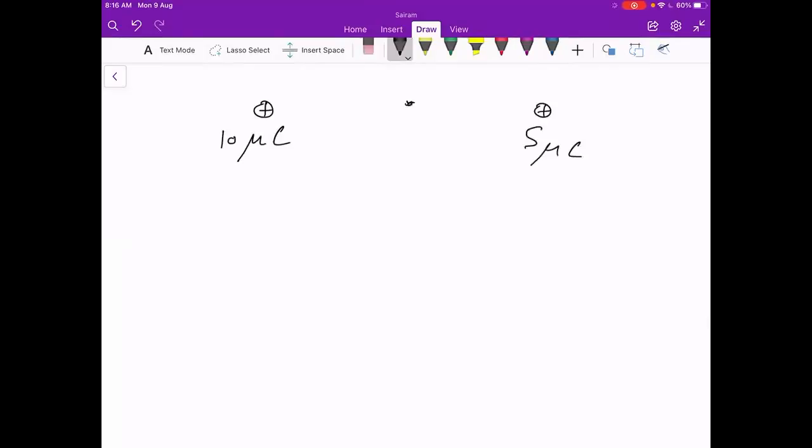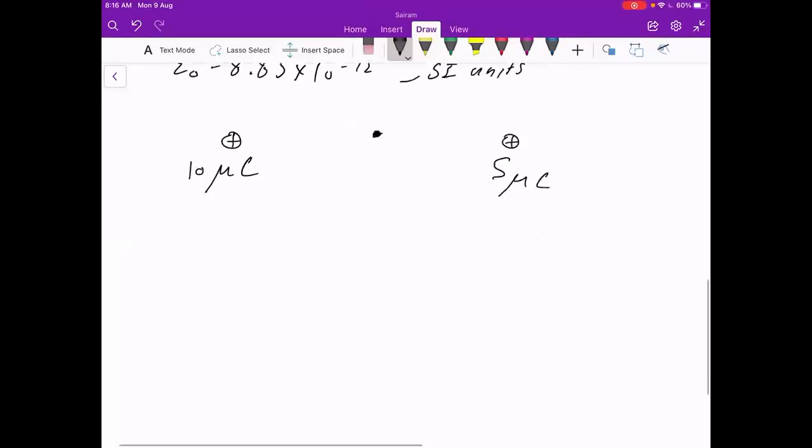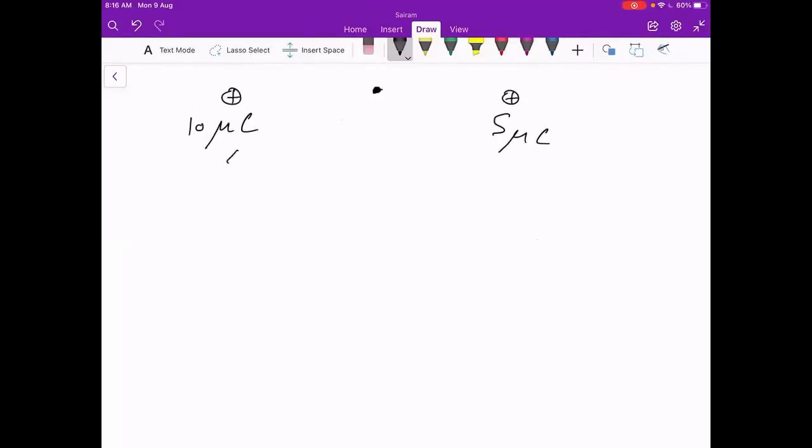Okay, let's do a question. I want to place a charge somewhere in between two charges which are separated by a distance of 10 centimeters. Let's make it a meter. I want the force on the charge to be zero. Where should I place it? Now you continue.